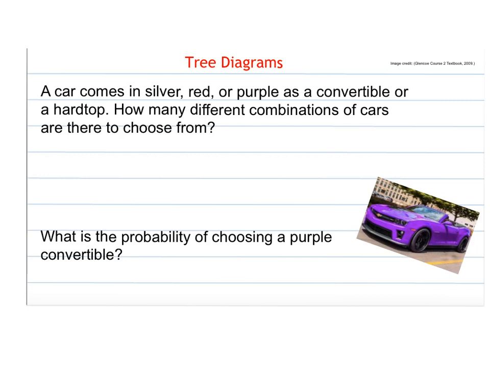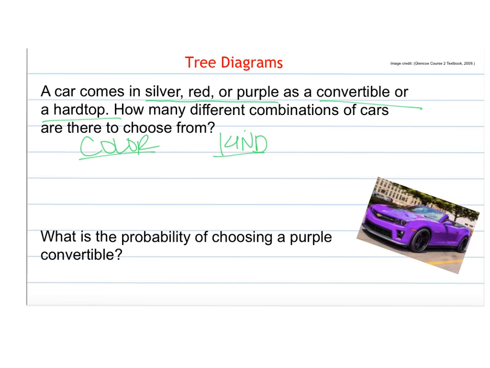Okay, so here's another example of using a tree diagram. We have a car that comes in silver, red, or purple as a convertible or a hardtop. How many different combinations of cars are there to choose from? So when we set up our tree diagram, we want to make sure that we think about the different choices that we have. So one of our choices is color, and the other choice is the kind of car, convertible or hardtop. So then that helps keep me organized with my tree diagram.